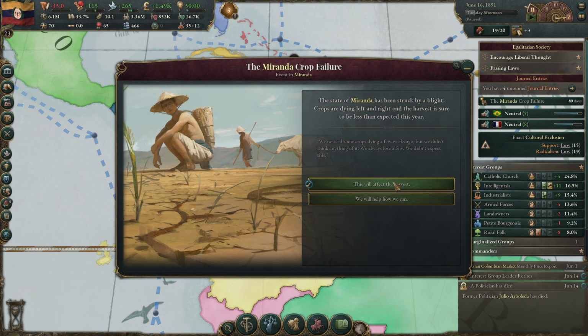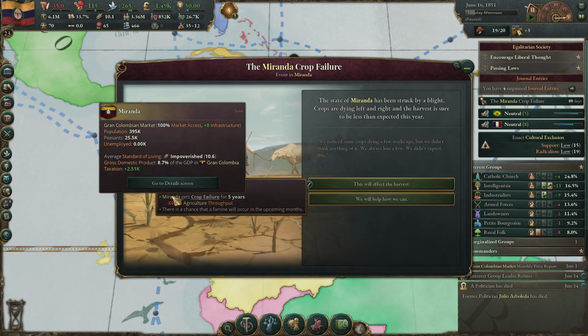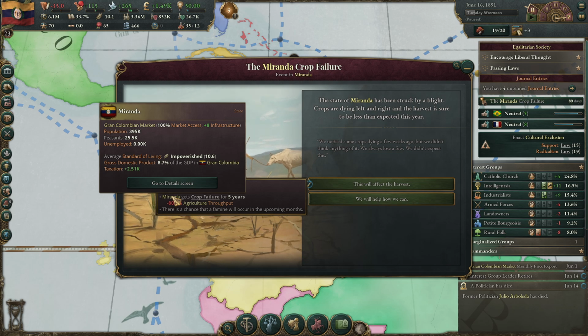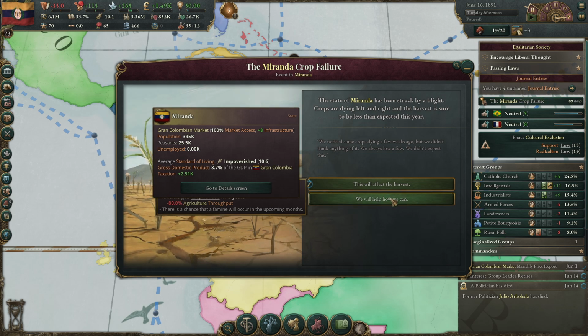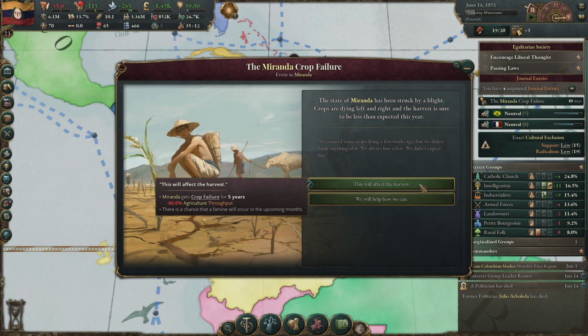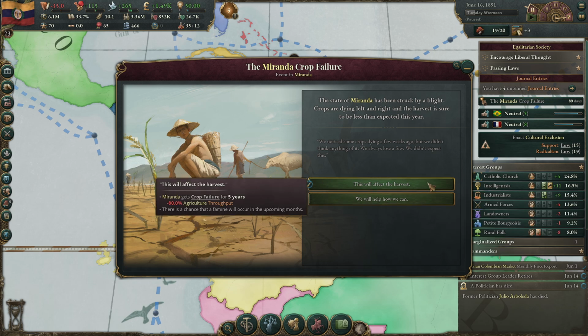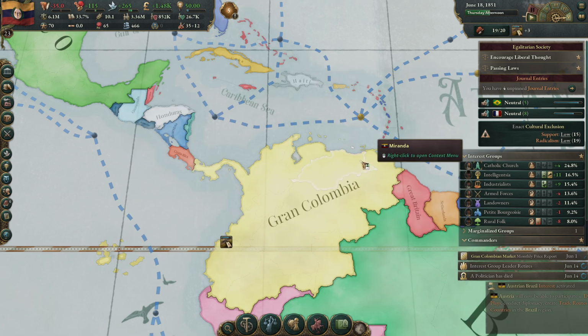The Miranda crop failure. Uh-oh. How many... Ooh, that's not good. 900 government expenses for 2 years, but then they still get minus 80% agriculture throughput. So... But we get the minimum wealth. Nah, let's just get rid of the harvest then.